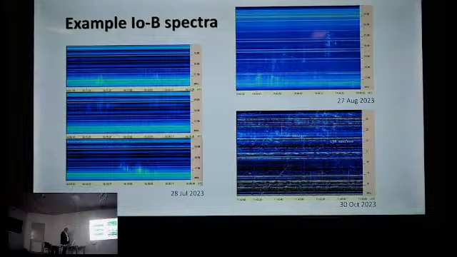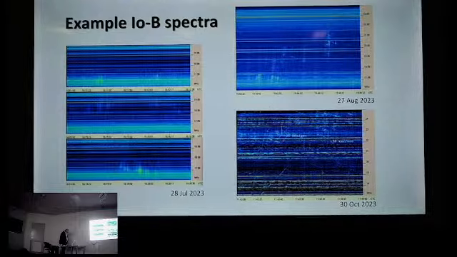There are a whole garden of these things. Sometimes Jupiter's just producing stuff down at low frequencies for a while. Sometimes it's producing stuff all over the place, and so that's quite an interesting challenge.